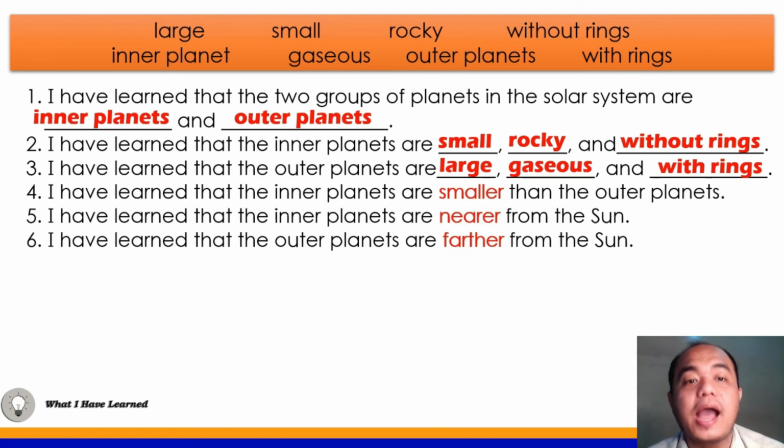Let us all read together the what I have learned part. Number 1, I have learned that the 2 groups of planets in the solar system are inner planets and outer planets. Number 2, I have learned that the inner planets are small, rocky, and without rings. Number 3, I have learned that the outer planets are large, gaseous, and with rings. Number 4, I have learned that the inner planets are smaller than the outer planets. Number 5, I have learned that the inner planets are nearer from the sun. And number 6, I have learned that the outer planets are farther from the sun.